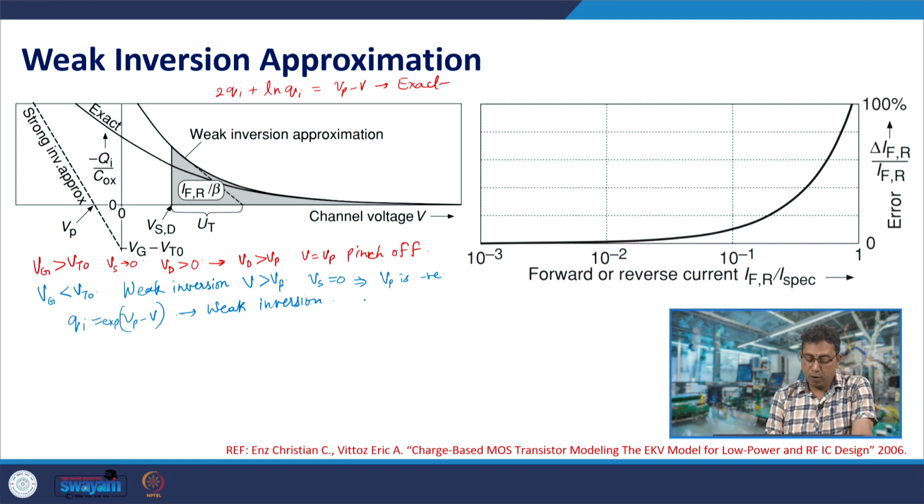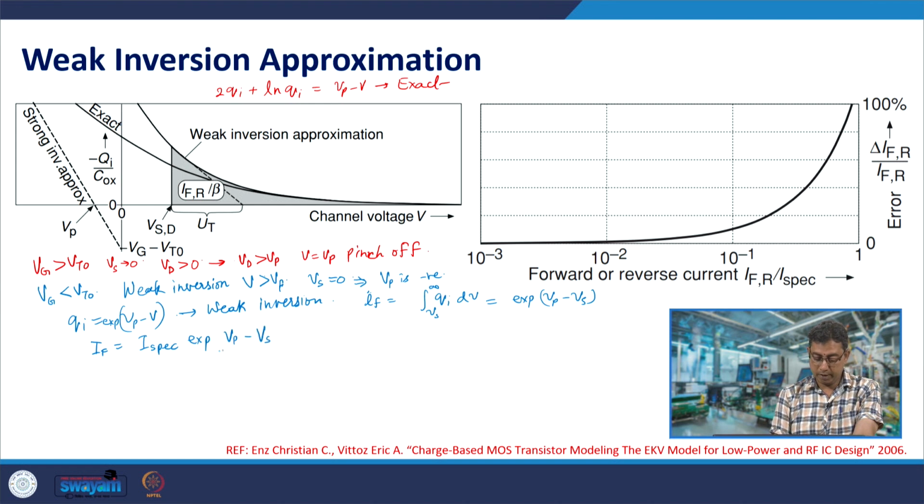So, what is the value of the normalized forward current? Integral of Qi dV, normalized local channel potential, from Vs to infinity. So, what is that? Exponential Vp minus Vs. If you look at the absolute value, then it will be If is equal to I specific exponential Vp minus Vs by Ut.